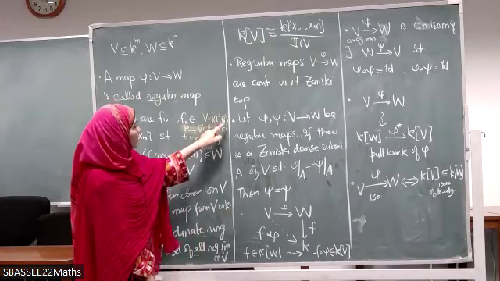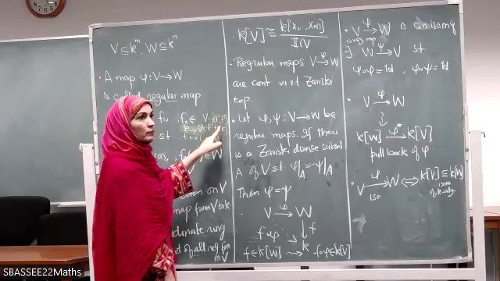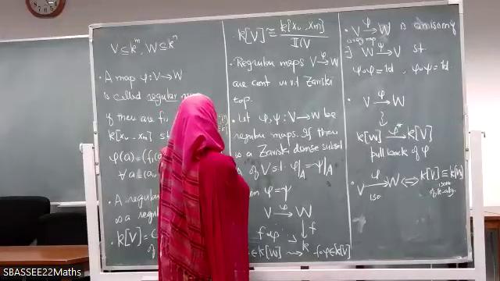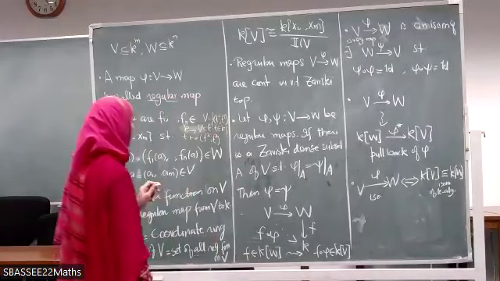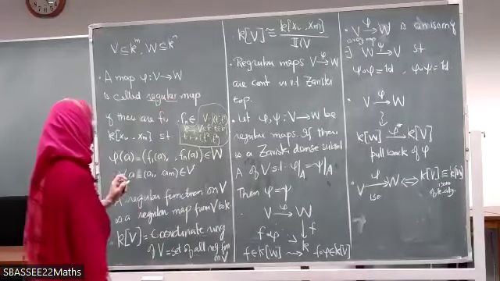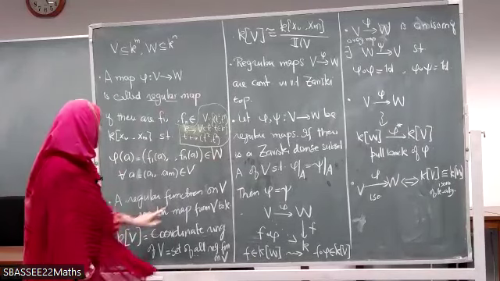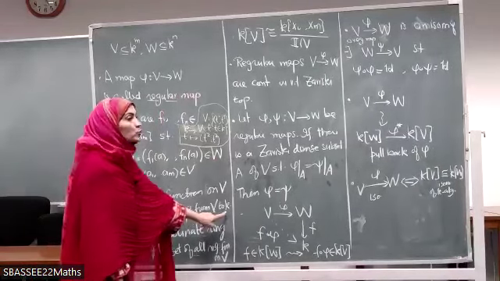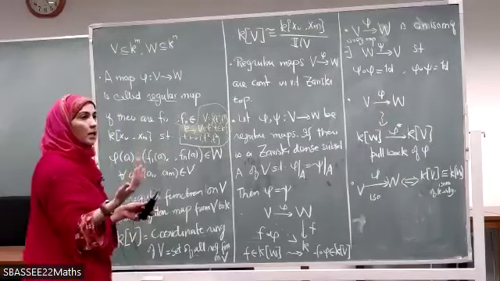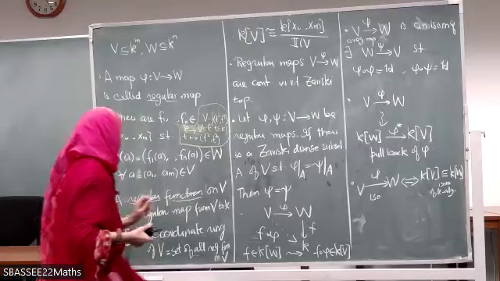So if you look at V, then definitely t squared and t cubed, right? So this is an example which says that this one is a regular map, right? And a regular function on V is just a regular map from V to K, right? So if you restrict W to be just the field K, then this one is called a regular function on V.